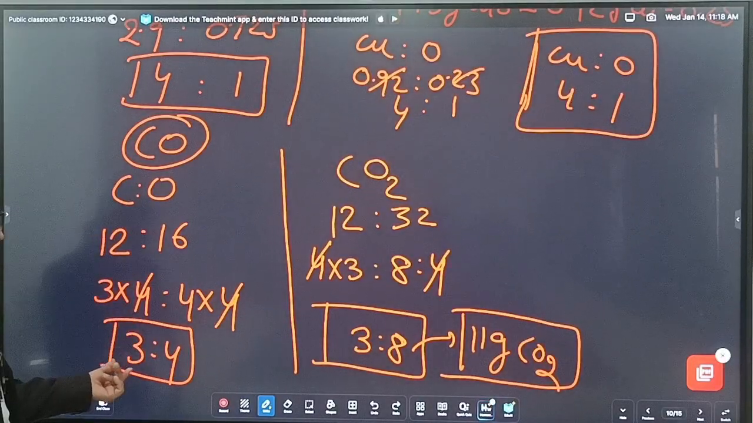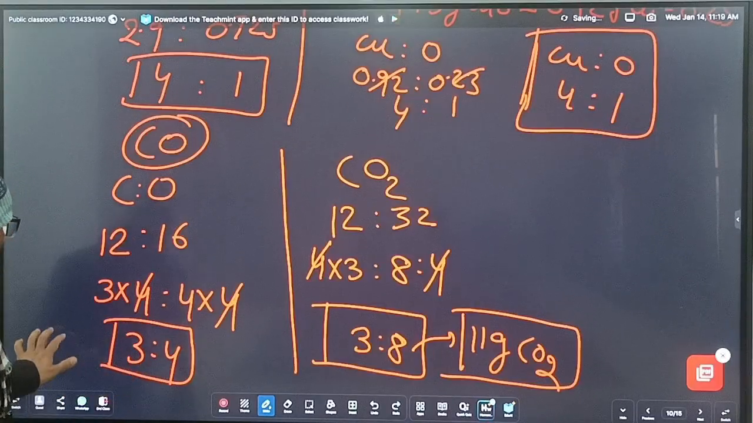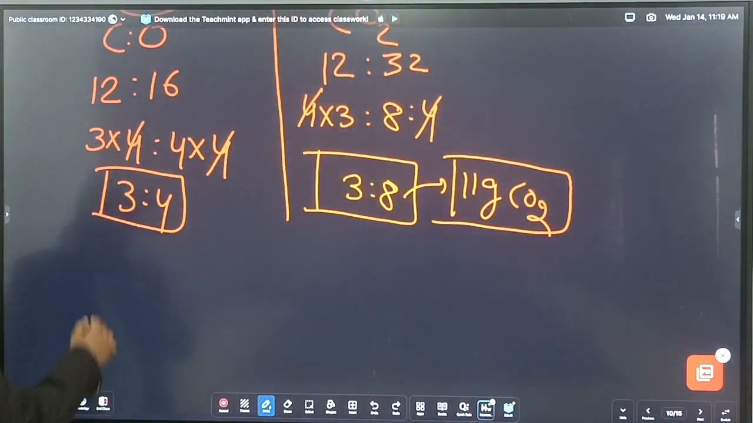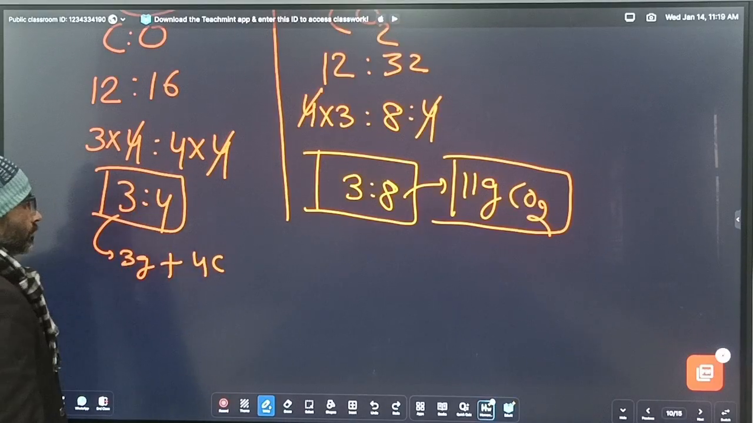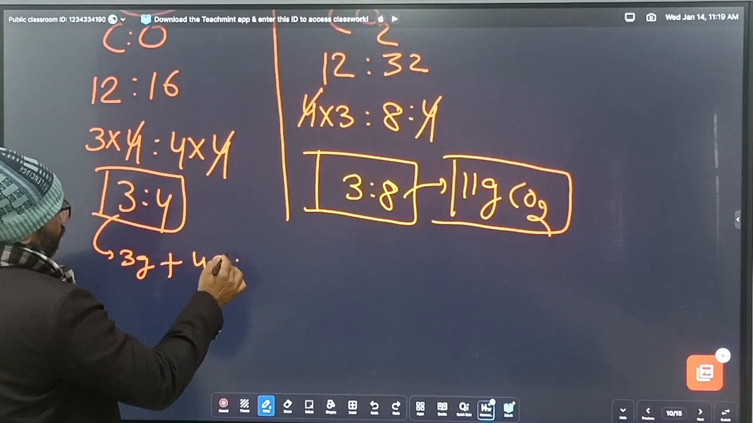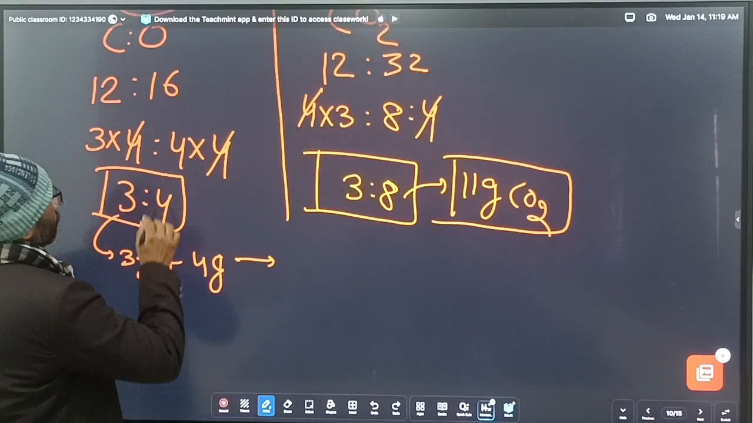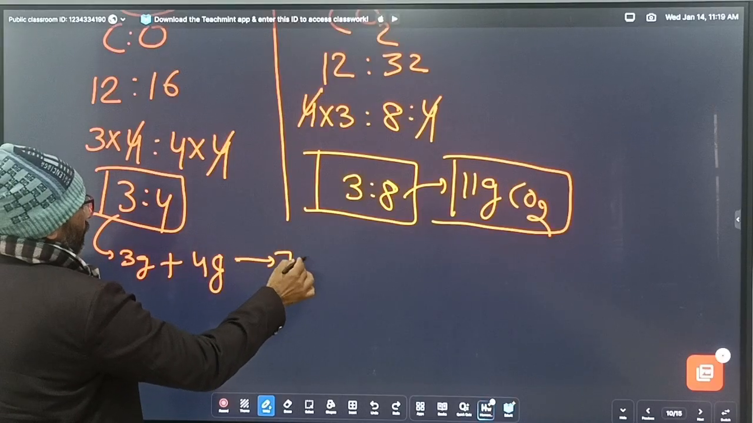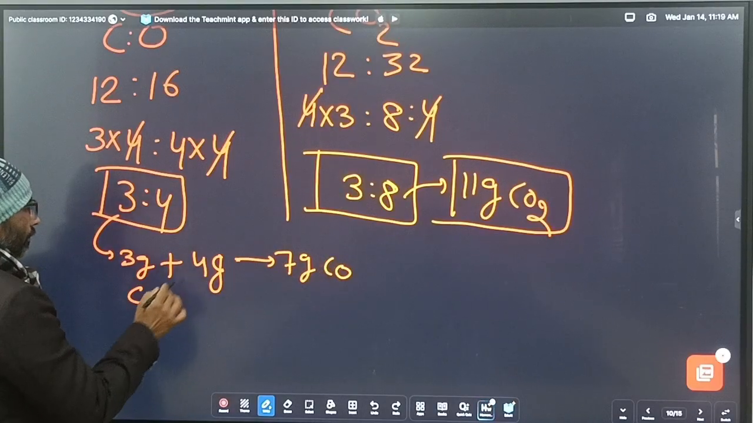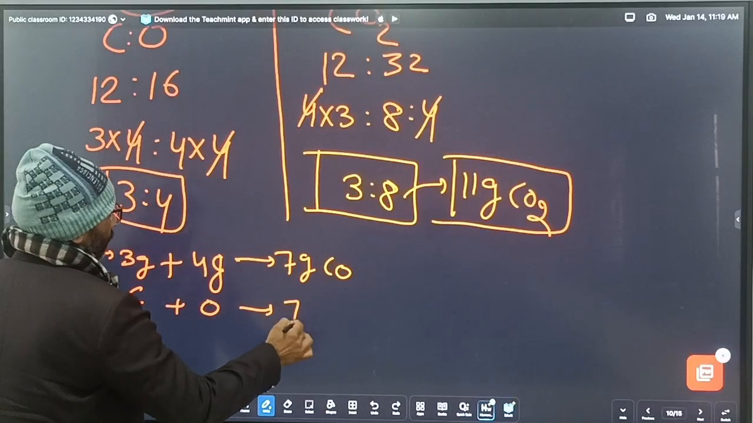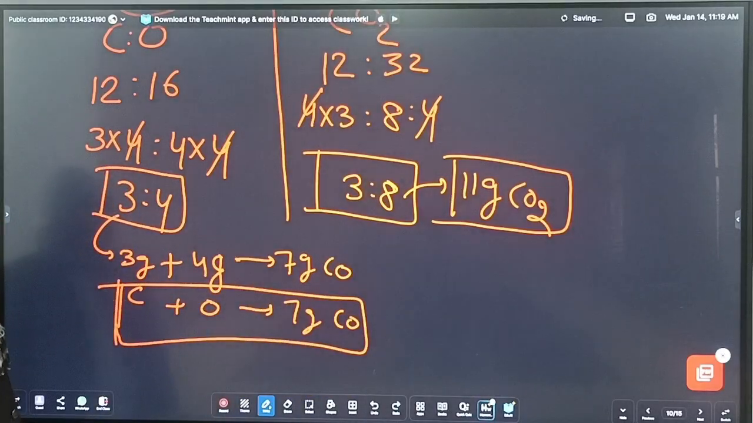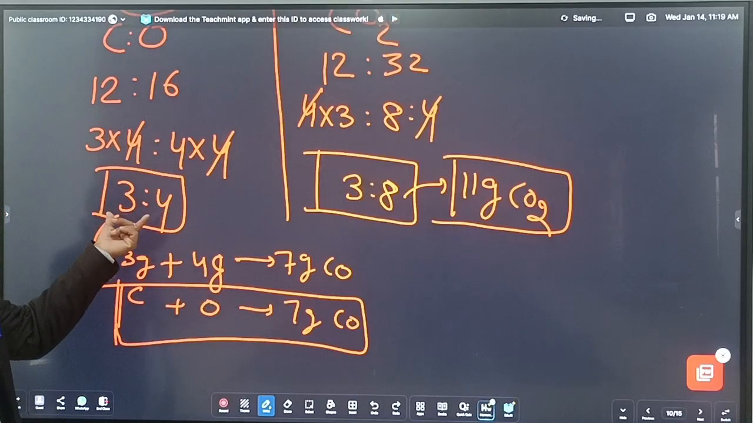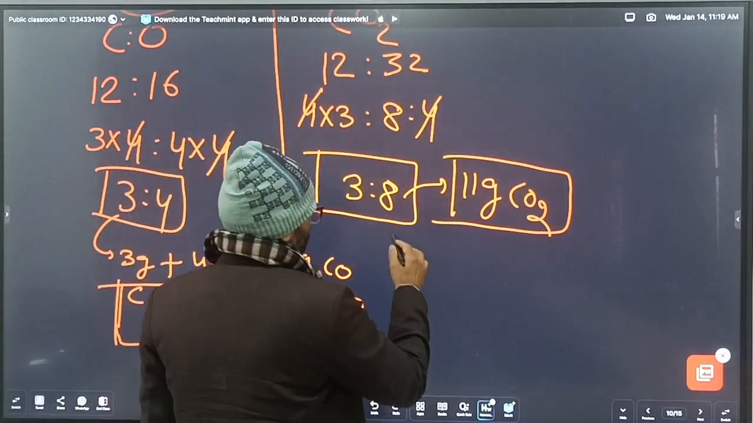If 3 gram of carbon combines with 4 gram of oxygen, it gives 7 gram of carbon monoxide. 3 gram carbon, 4 gram oxygen, they give 7 gram carbon monoxide. This is known as the law of conservation of mass. This is the law of conservation of mass and this is the law of constant proportion.